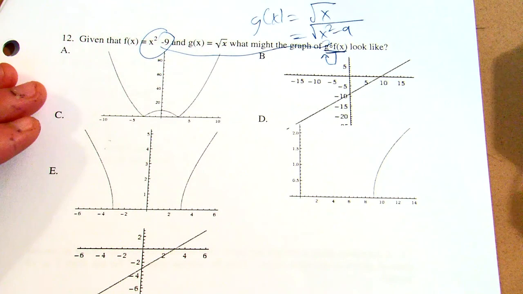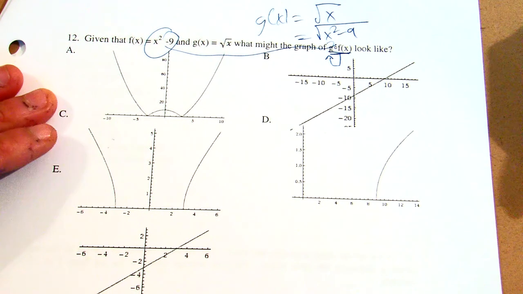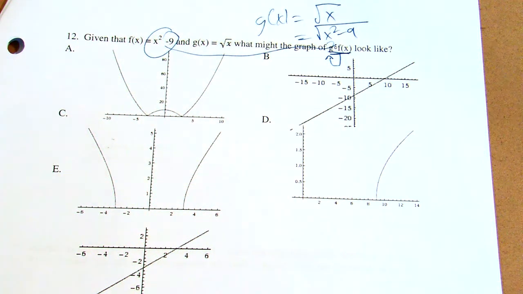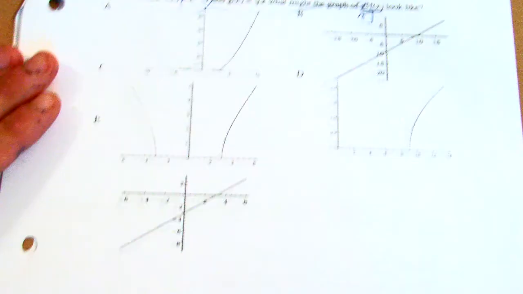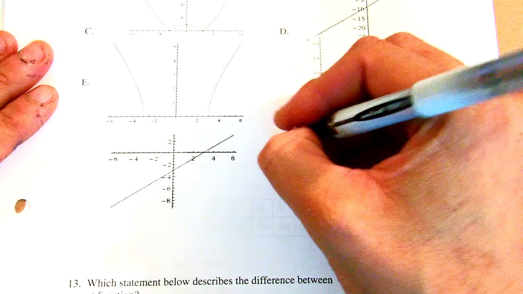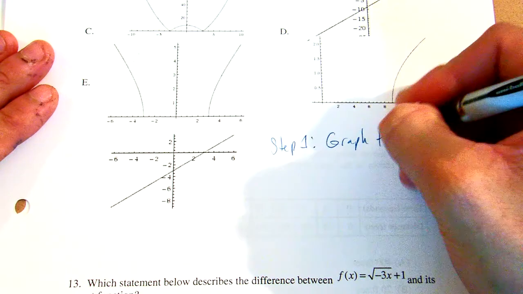And then you can either graph this by hand, or you can use your calculator. So we're going to use both methods here. I'm first going to graph it by hand using the step-by-step method. So step 1 is we are going to graph the inside function.